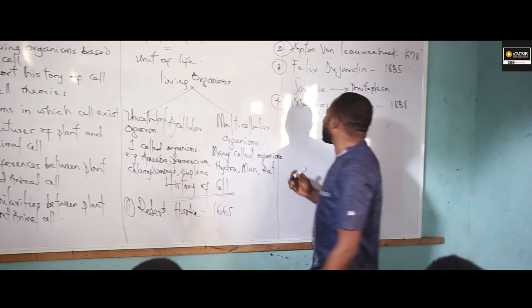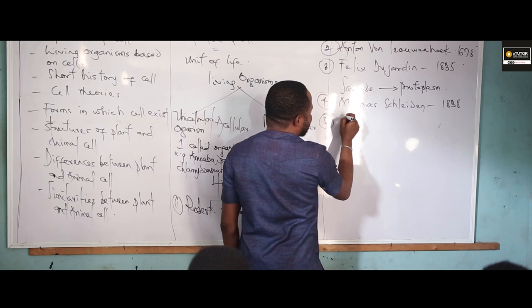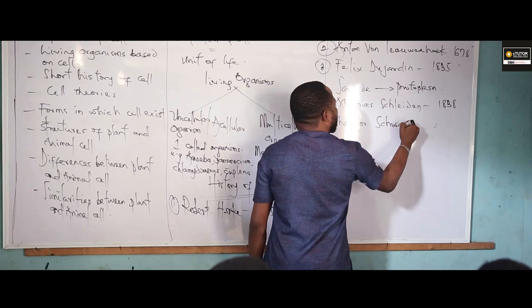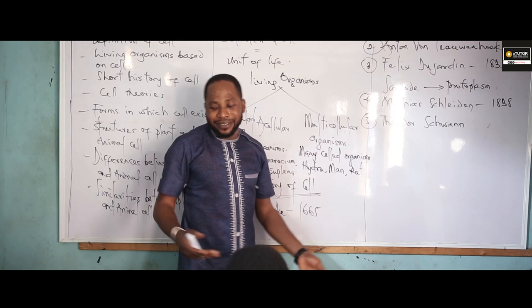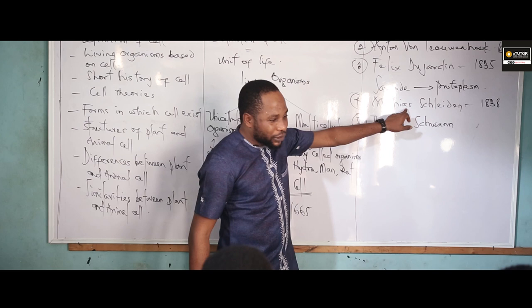Then a year after, another man comes down. His name is Theodor Schwann. He's also from Germany. In fact, Matthias Schleiden and Theodor Schwann are colleagues. But Schleiden was a botanist, while Theodor Schwann was a zoologist. Are you getting me now?